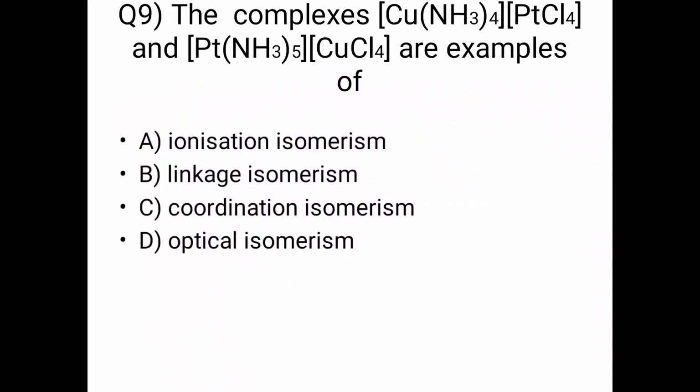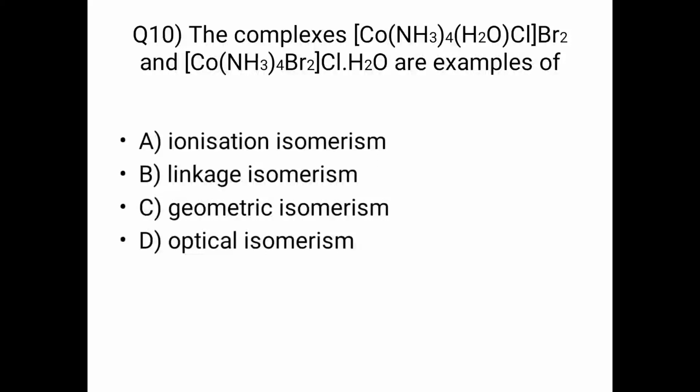Right. Then question number 9. The complexes given are examples of... This is definitely very easy to identify. As you can see, there is exchange of ligand that is taking place between the complexes over here. So you know it is nothing but coordination isomerism. That's option C. Then again here comes: the complexes given are examples of... You know there is an exchange of ligand that is taking place. That is, bromine comes out, chlorine goes in, and this exchange is happening. That means you are sure that it is ionization isomerism.